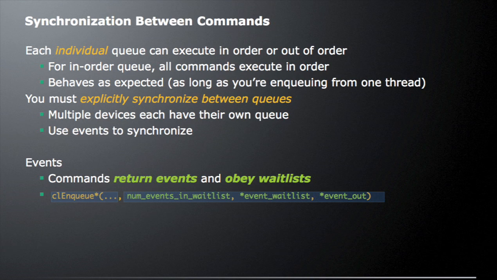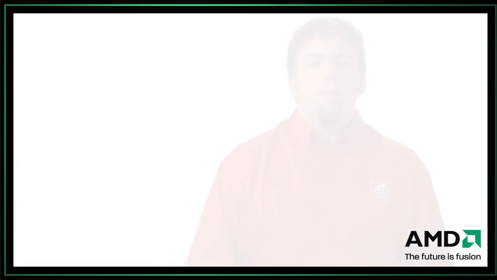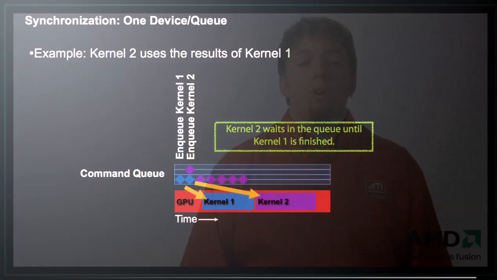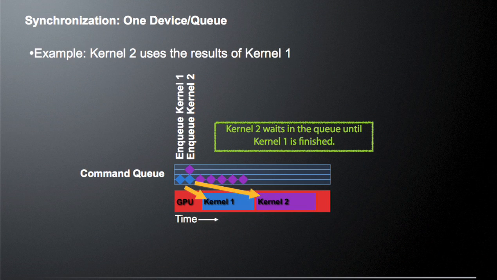And the final argument is the event that that command creates, that you can further use in other commands to do synchronization. So let's give a simple example where we have one device and one queue. In this case, kernel 2 is going to use the result of kernel 1. So with one queue, we're going to enqueue kernel 1 at some time point. It's going to go into the queue, but it's not going to necessarily execute as soon as we enqueue it into the queue. But we can also enqueue kernel 2 right away, and that's because these are asynchronous calls. So they return right away as soon as you call them.